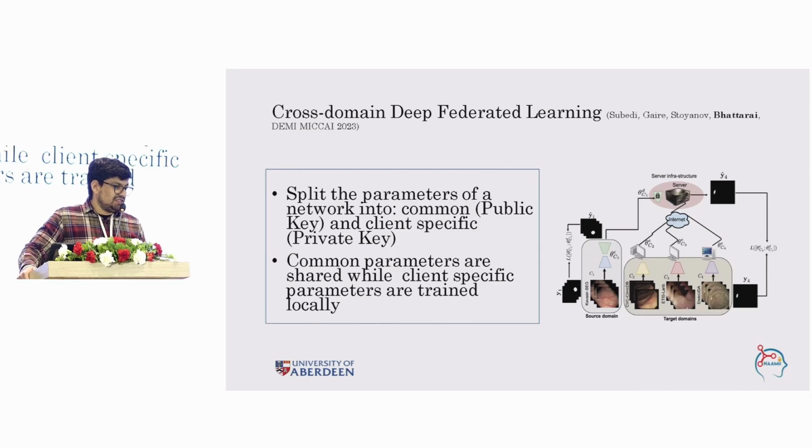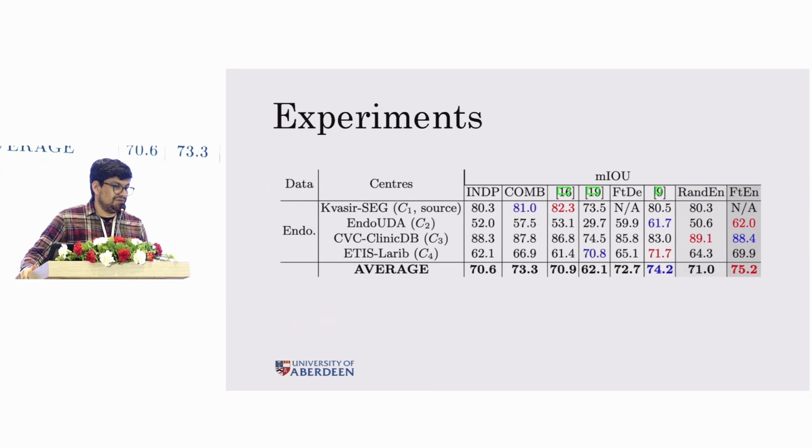To tackle such a problem in federated learning, we investigated a method called cross-domain deep federated learning. I'm not going into the details here, but the idea is that there are common parameters and unique parameters from each client. We came up with a novel idea to align these features, because the nature of the data is different, into a common ground and then aggregate. That actually helped us improve the performance.